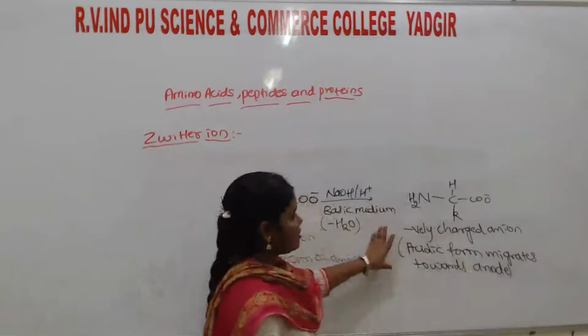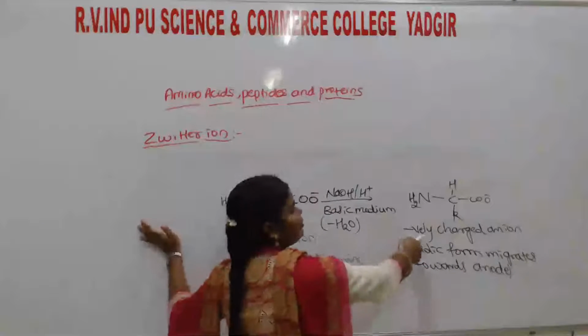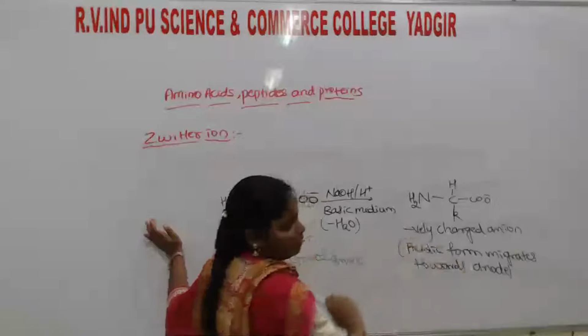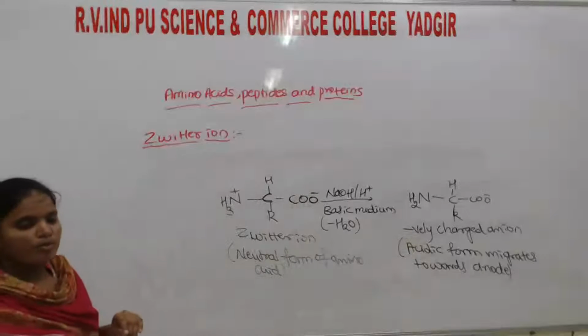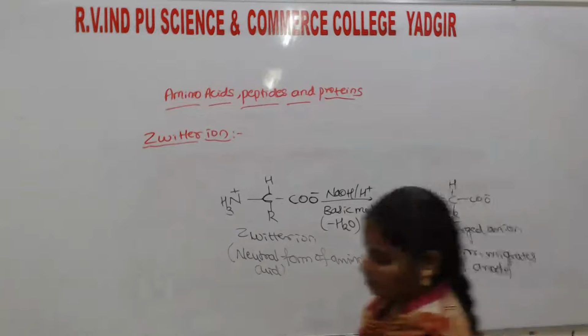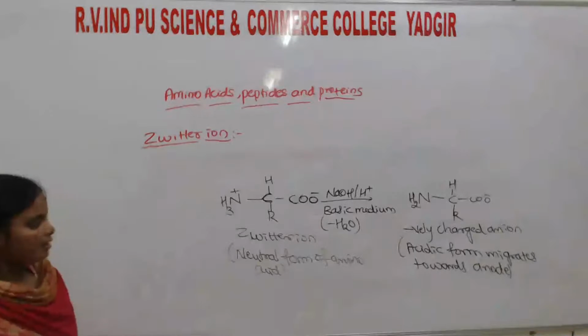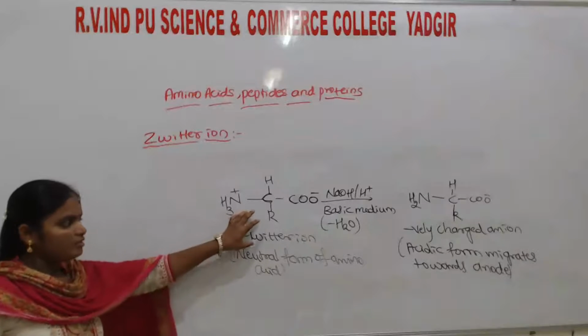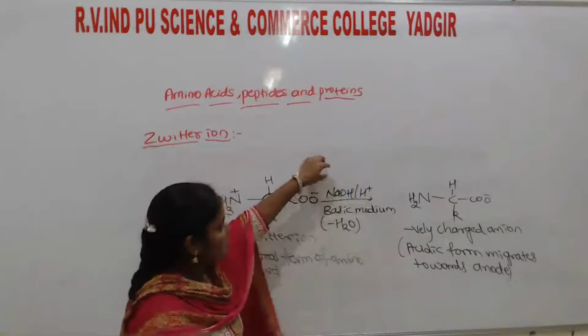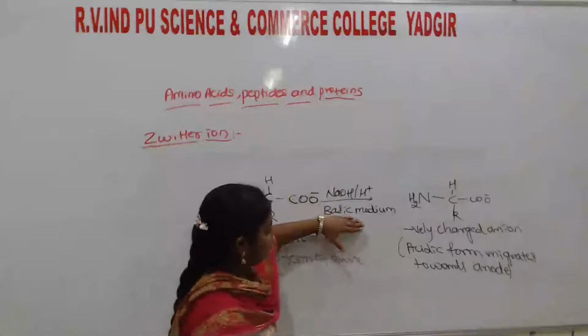This is similar to the previous case, only the change is that the positively charged cation, the basic form, migrates towards the cathode. Here NH3 is a zwitter ion. This is sodium hydroxide, a strong base, so it is a basic medium.